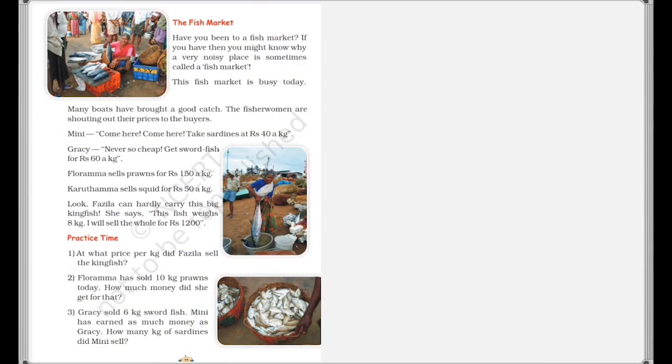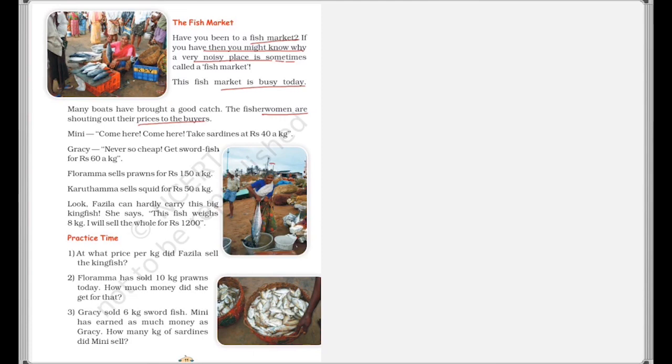Now the fish market. Have you been to a fish market? If you have been, you might know why a very noisy place is sometimes called a fish market. So there is a scene of a fish market now. This fish market is busy today. Many boats have brought a good catch. The fisherwomen are shouting out their prices to the buyers.